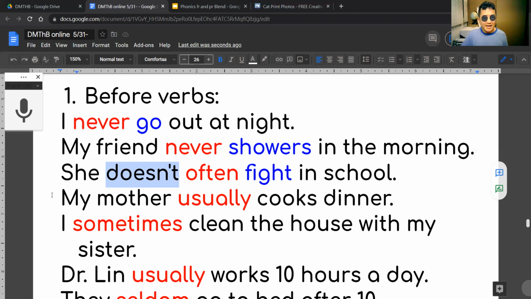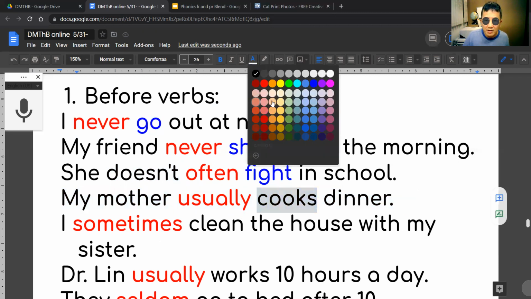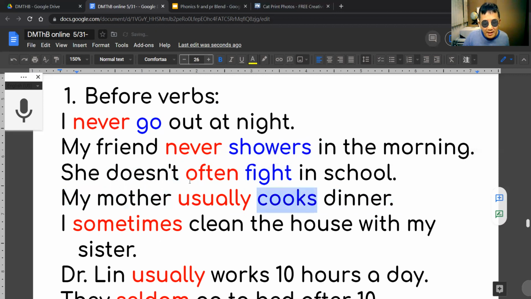Let's look at another example. We're going to look at these examples one at a time so that you can get the proper training to understand what's happening. My mother usually cooks dinner. Notice the common verb is cook. And where is the adverb of frequency? It is before the word cook. Usually cooks. Not cooks usually, but usually cooks.